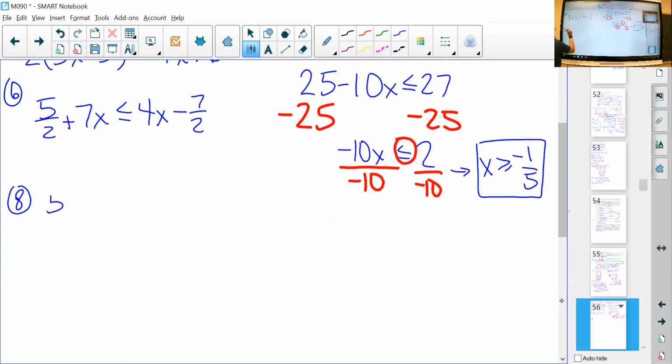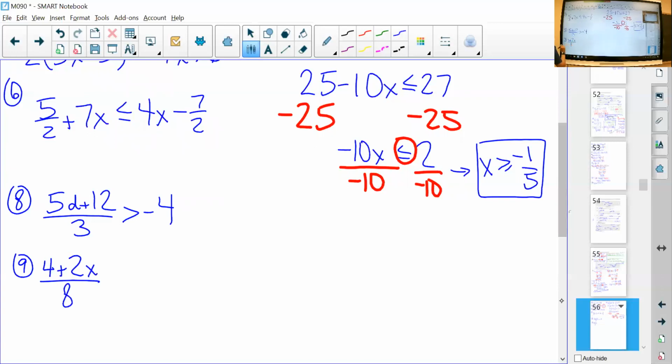We have 5d plus 12 over 3 is greater than negative 4. This is one for you to work through. And example 9, we have 4 plus 2x over 8 is greater than or equal to 3. We can also have word problems. So let's take just a quick look at 2 word problems, and then there are more in the worksheets for you. Let's take a look.